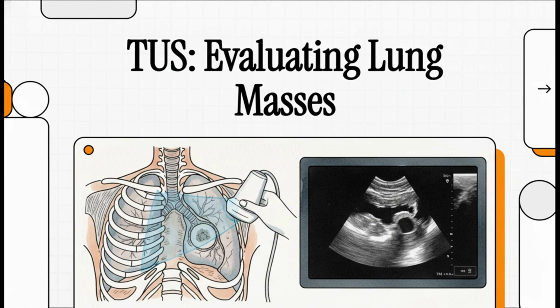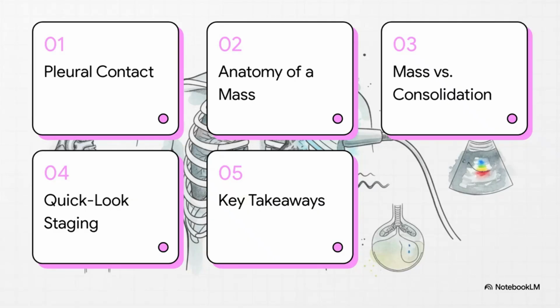Hey everyone, today we're going to dive into a really powerful use for point-of-care ultrasound, checking out peripheral lung lesions. We're going to explore how thoracic ultrasound, or TUS, lets us get a really good look at these masses right at the bedside.